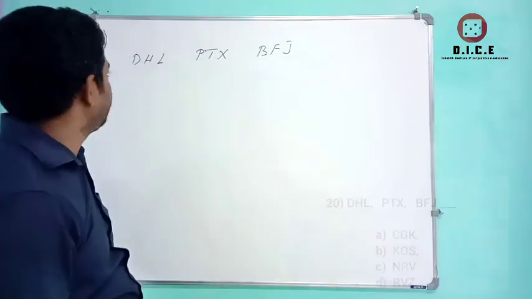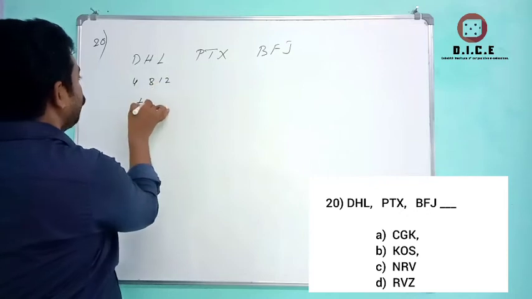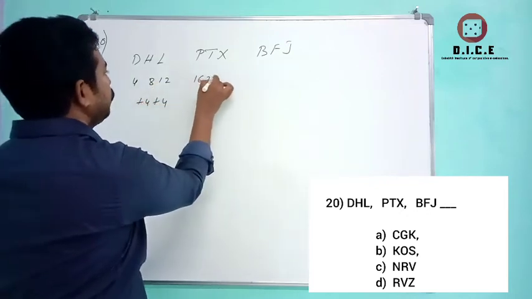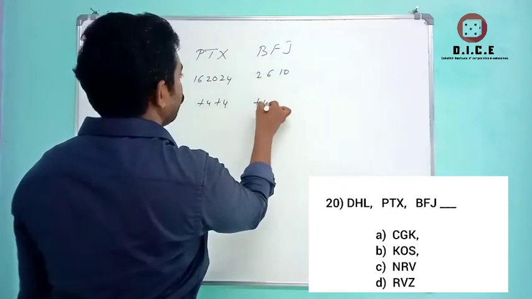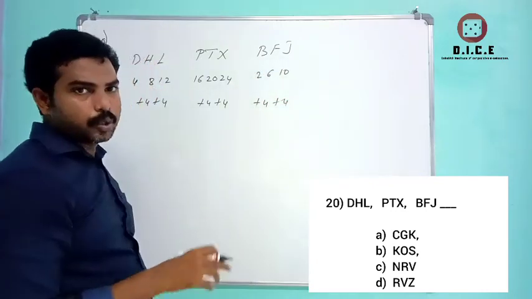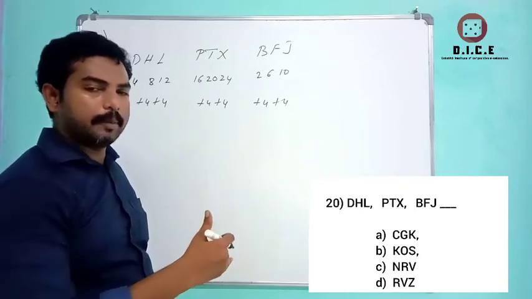If you see question number 20 here, question number 20 is individual gapping. 4, 8, 12, that is plus 4, plus 4. 16, 20, 24, that is plus 4, plus 4. 2, 6, 10, that is nothing but plus 4, plus 4, 8. So in the options also, every option has a plus 4 gap in every individual pattern in all ABCD options.